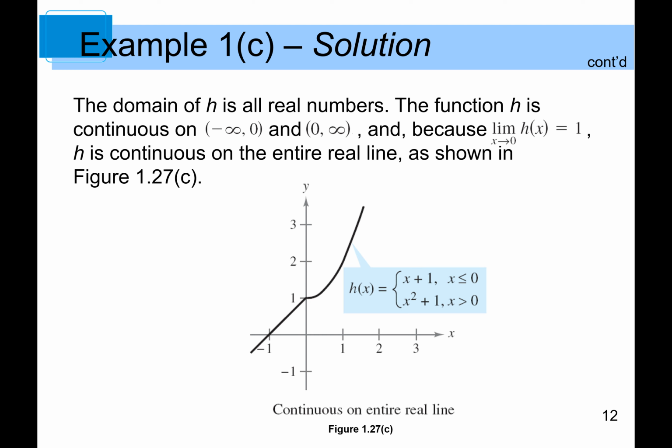Let's look at the third example, which is a piecewise function. As you can see, this is actually continuous everywhere because there's no gap, no hole, no jump. That's why we know that it's continuous everywhere on the entire real line.